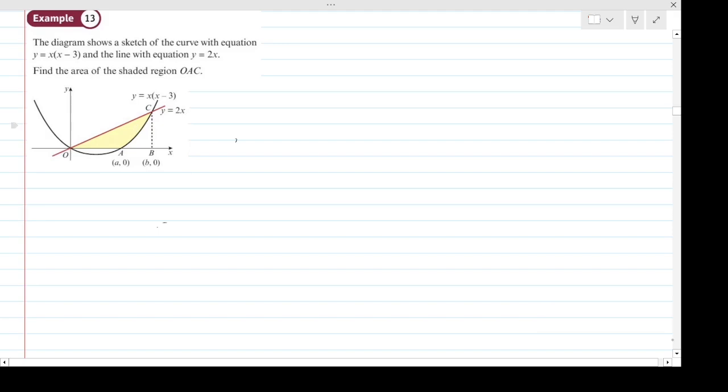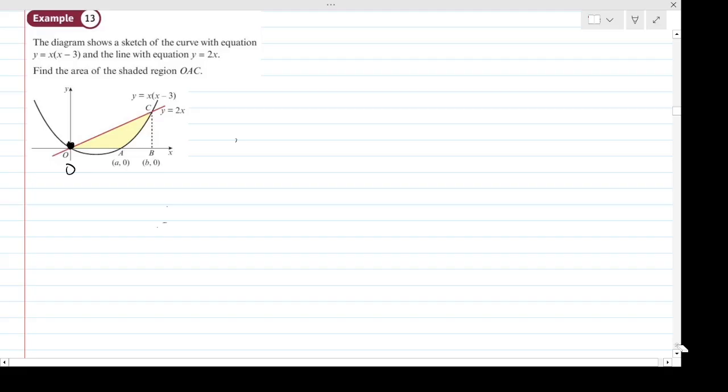Well, again, what are our limits? In terms of the x values, where are my limits of x? Obviously we know that the region starts here when x is 0 and it ends at this intersection point here at C. So we need to find the two endpoints first. We know that 0 is the left limit, but what about the right limit here? It's the point of intersection.